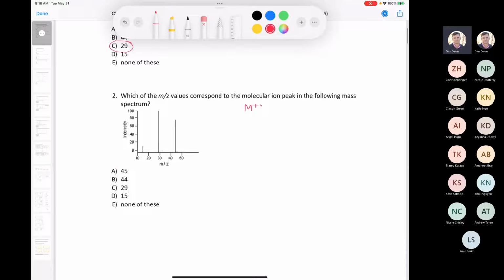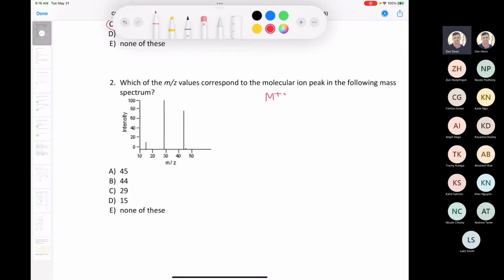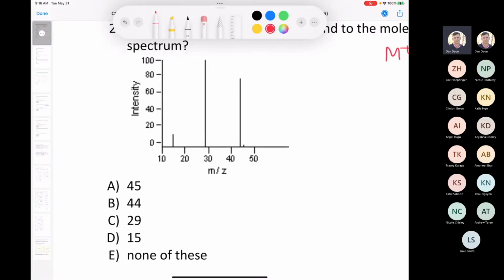The next question, question number 2: which mass over charge values correspond to the molecular ion? So now we're looking for the molecular ion, and we have 45, 44, 29, 15. There's no way that you could have something up here that comes from an M+1 peak or an M+2 peak. So if you were to assume that this was the molecular ion, you would be wrong, because if this is 29, then M+1 or M+2 would only give you something up here. And if you look at this peak, you can see it has a tiny little peak here, which is the M+1 that comes from the isotope.